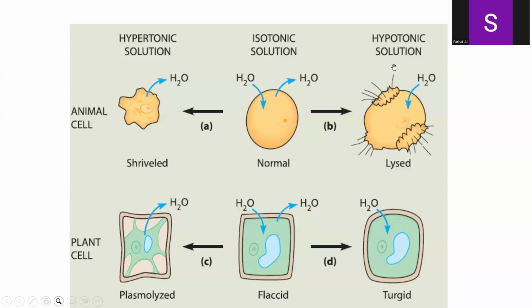But when the cells are present in a hypotonic solution, free water molecules will be more outside the cell. So the water potential will be more, and therefore free water molecules will migrate from the outside to the inside of the cell. In this manner, the cell will start to accumulate water and will become bulged.